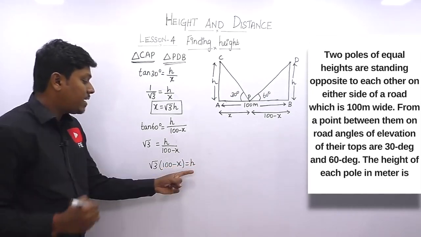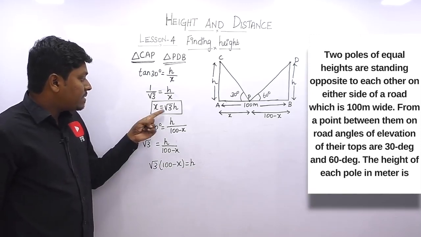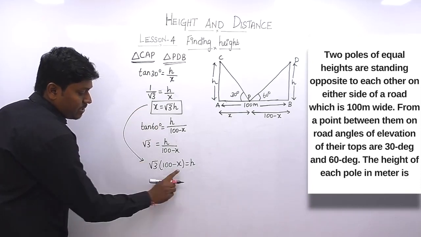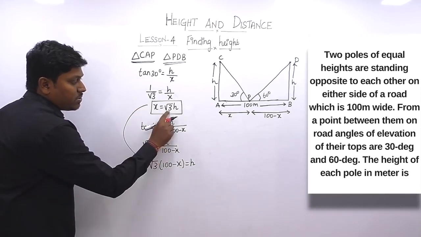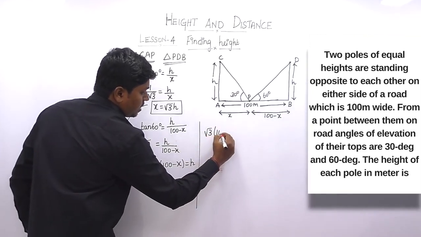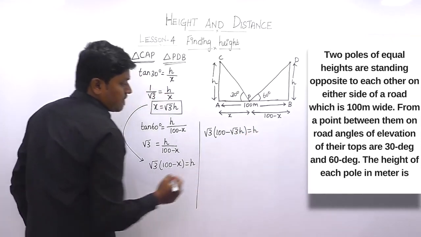So friends, our target is to find the value of H. So let me do one thing. We already know that X is equal to root 3 H. So substitute X equal to root 3 H in this equation. Instead of X, I am going to substitute root 3 H. So this can be written as root 3 into 100 minus root 3 H is equal to H.